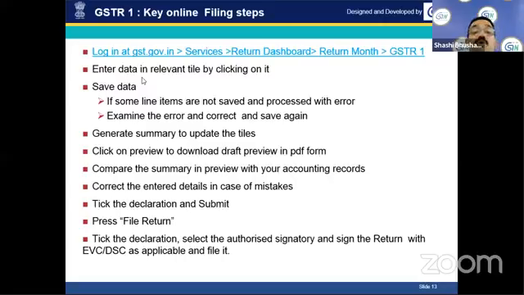And when there are no mistakes, then there is a declaration. To ensure that people don't make a mistake, you have to tick a declaration that the data you have entered and previewed is accurate and satisfactory. So after taking this declaration, only then can you submit this GSTR 1. After submission, you have to press file return, then again tick a declaration, a page will come, and select the authorized signatory and sign and file the return.